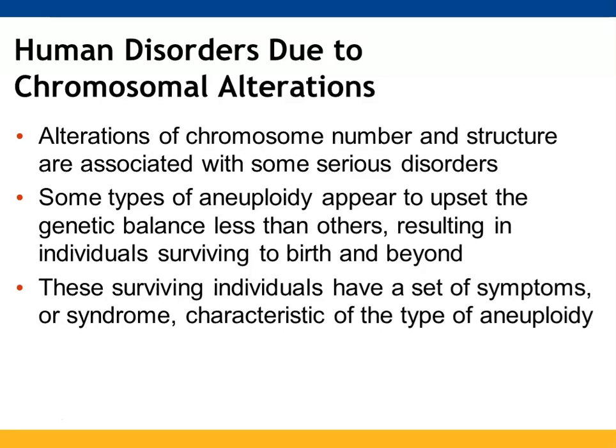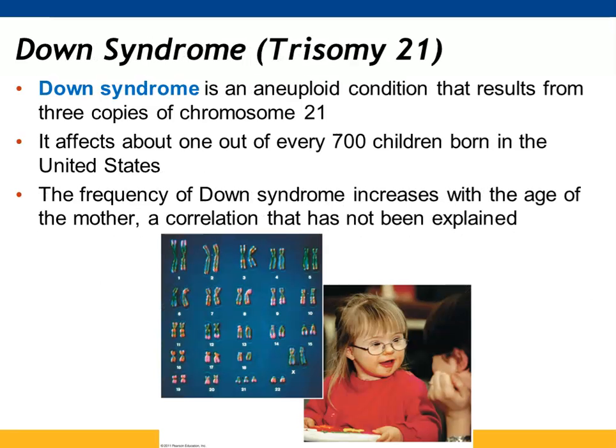If you have individuals that are able to survive to birth, they will have symptoms that are indicative of their particular disorder. In this case, with Down syndrome, you get a third copy of chromosome 21. There are some pretty typical physical features that we see with individuals that have Down syndrome.